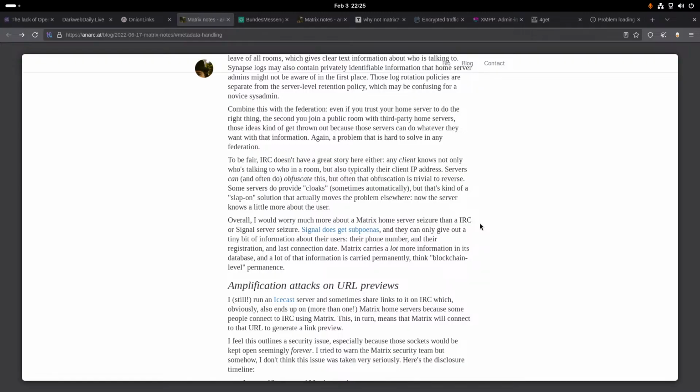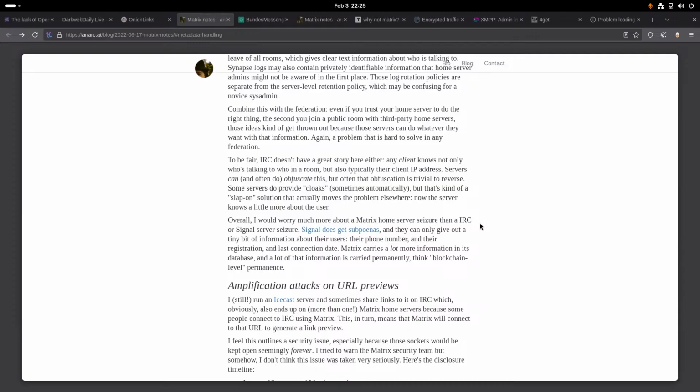Again, a problem that is hard to solve in a federation. To be fair, IRC doesn't have a great story here either. Any client knows not only who's talking to whom in a room, but also typically the client IP address. Servers can and often do obfuscate this, but often the obfuscation is trivial to reverse. Some servers provide cloaks, sometimes automatically, but it's kind of a slap-on solution that actually moves the problem elsewhere. Now the server has a little bit more about the user.